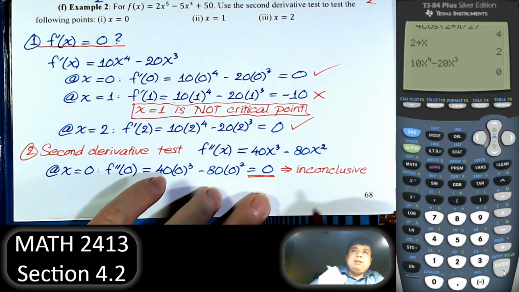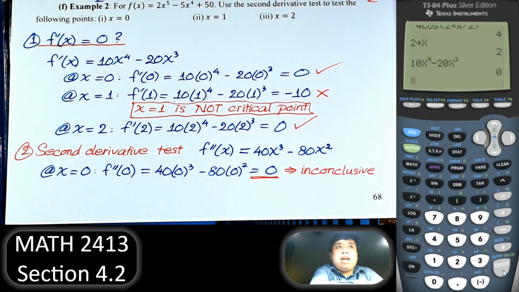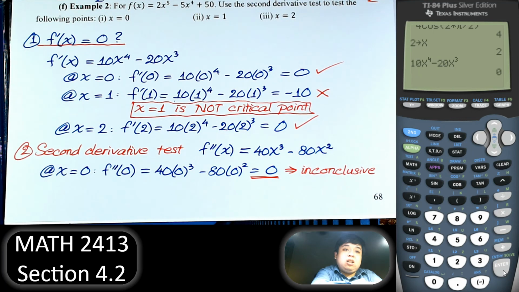And then you say, if it is inconclusive, how can we tell if it is the maximum or the minimum? Of course, we still can do that if we do the sign chart for the first derivative. But if we use the second derivative test, it is inconclusive.